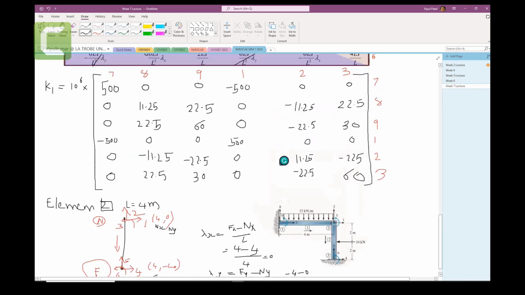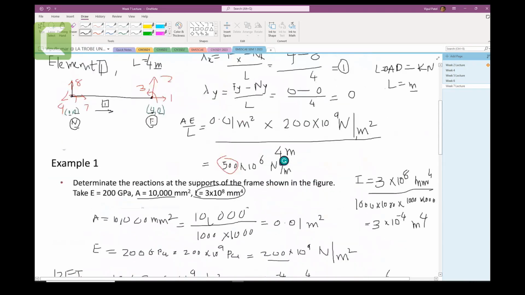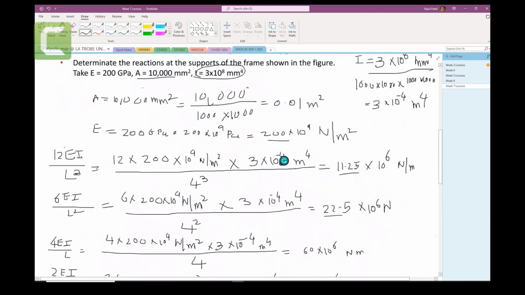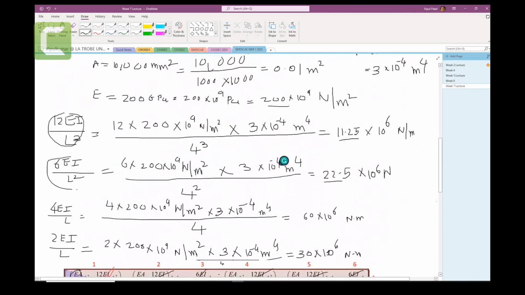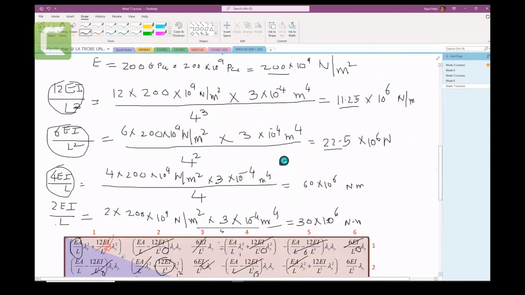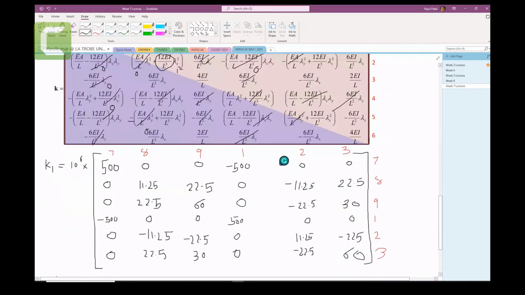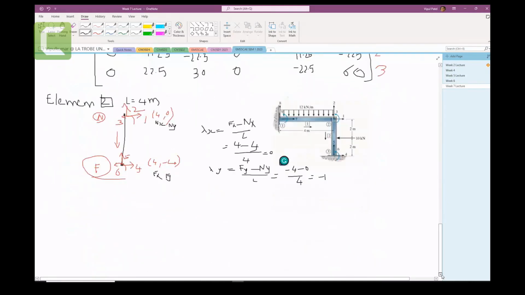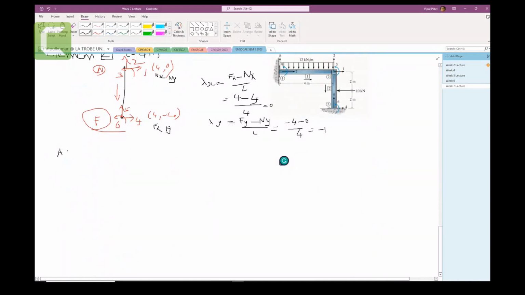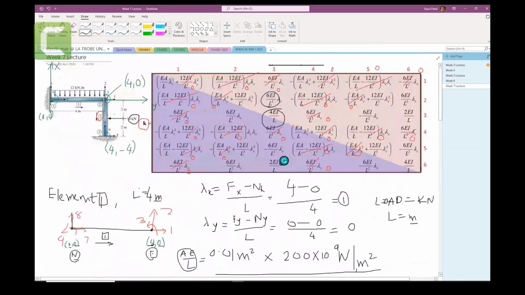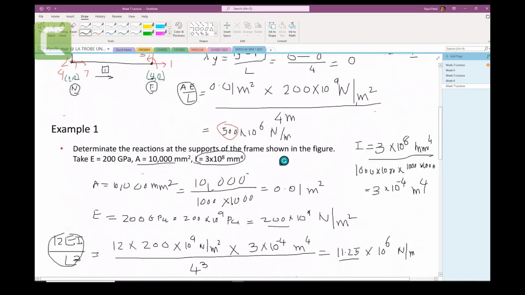Now the same story. You remember that for the element we got AE on L, 12 EI on L cubed, 6 EI on L squared, 4 EI on L, 2 EI on L. We're going to do the same thing, but I'm not going to show you all of these again. Area, Young's modulus are the same and the length is almost the same. So AE on L is the same, 500 times 10 raised to minus 6, nothing much difference, because it has the same area, same Young's modulus, same length. You can look at this one here, and if you want, you can repeat how I got these.